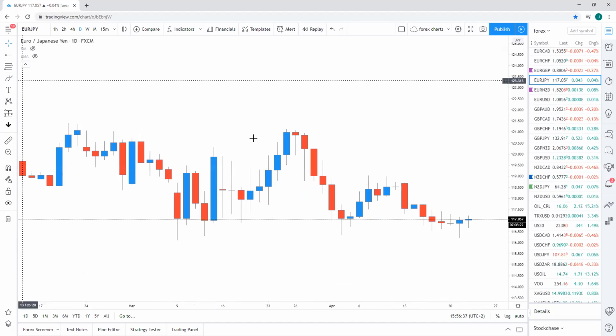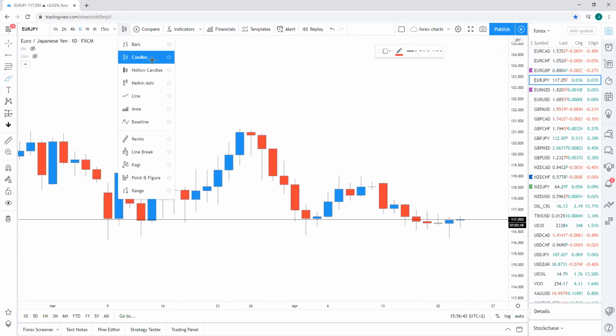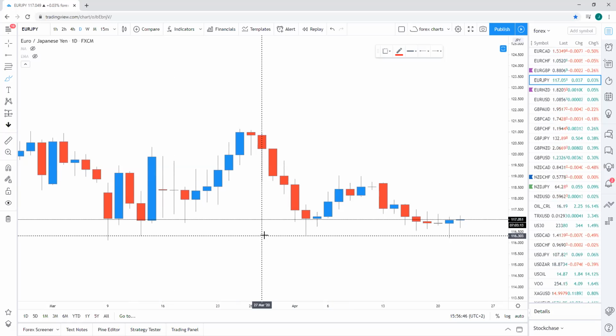Now, how this works, let's have a look. Let me just go to candles. Okay, that is on the candles. How does it work? Let's say the market came up to this level here.